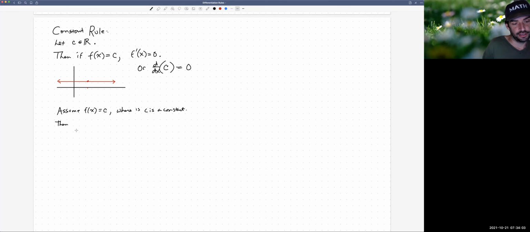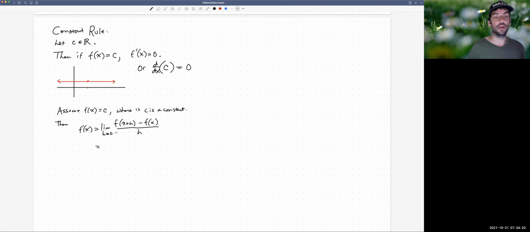Then f prime of x is equal to the limit as h goes to 0 of f of x plus h minus f of x, all over h. Well, what is f of x plus h? Well, we know one thing about this function. It spits out the same number each time. F of x plus h is going to be C. F of x is also going to be C.